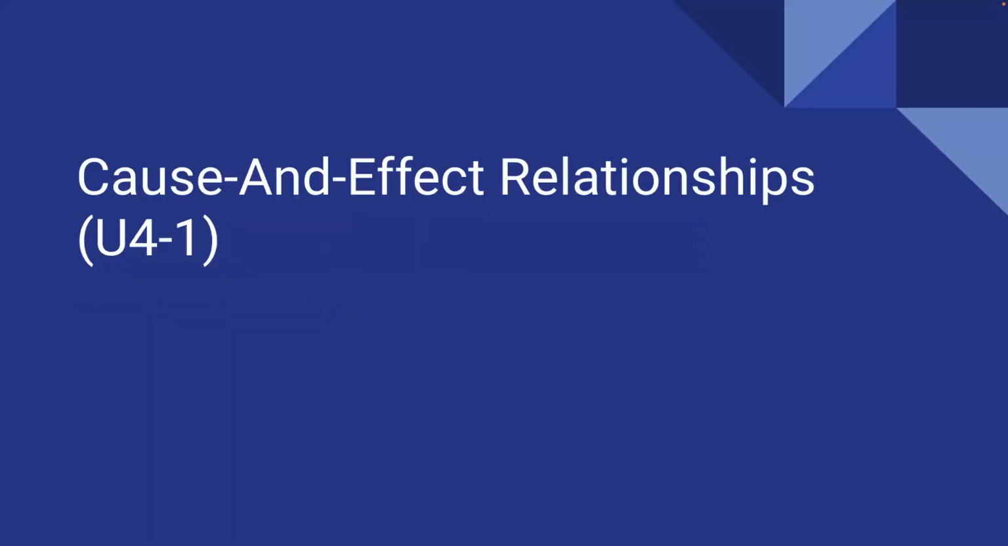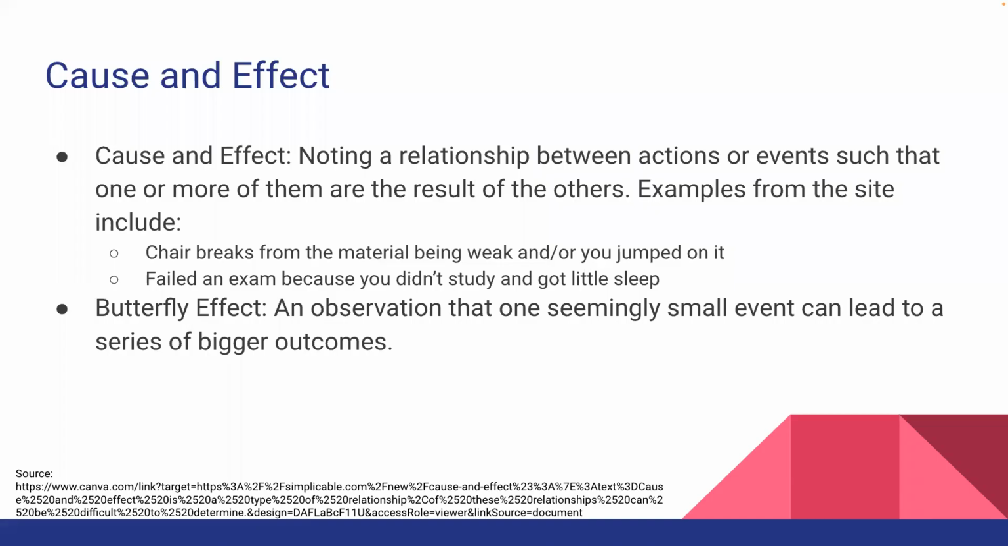So the first part of Use Case 4 was cause and effect relationships. To define cause and effect first, that's noting a relationship between actions or events such that one or more of them are the result of the others. Examples from our site include a chair breaks from the material being weak and/or you jumped on it, or you failed an exam because you didn't study and got little sleep. So there are the causes and effects there. The butterfly effect is an observation that one seemingly small event can lead to a series of bigger outcomes.